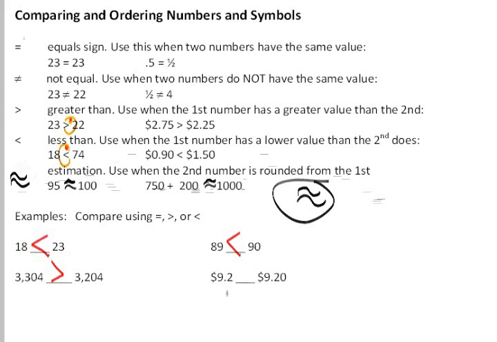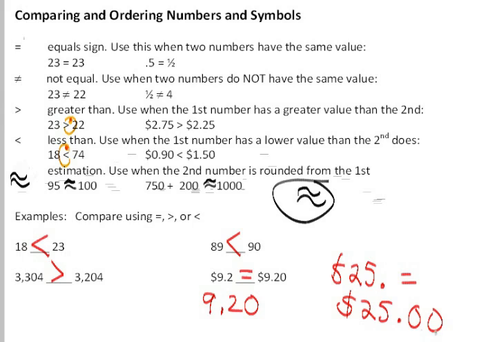And then this last one, this one's a little bit tricky. 9.2 compared to 9.20. Well, these have exactly the same value. Something that we'll talk about later with decimals is that we can add any number of zeros at the end of a decimal and it won't change the value. So if we think about it, say we have $25 written like this, that's exactly the same as $25 written like this. Those zeros at the end don't change the value. So zeros at the end of a decimal do not change the value of the number. So these are the important symbols that we'll be working with and that you need to know.